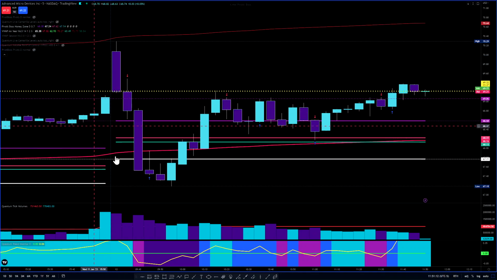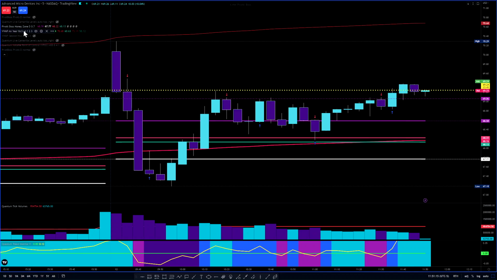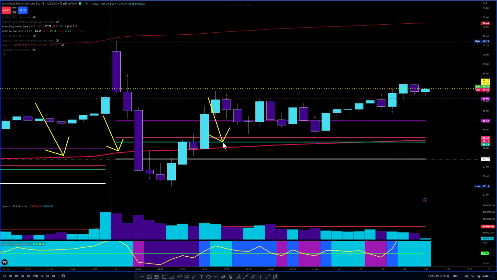All right, so that's just the money zone and the annual anchored VWAP. Let me just point these things out real quick. This red line right here is the upper band of the annual anchored VWAP. So anything above this for the year is bullish, right?